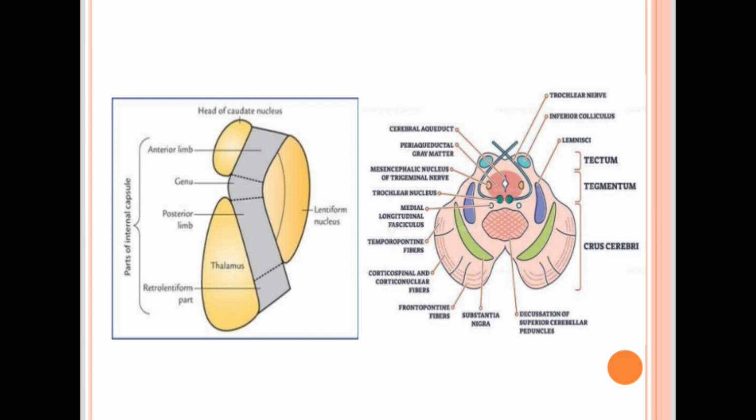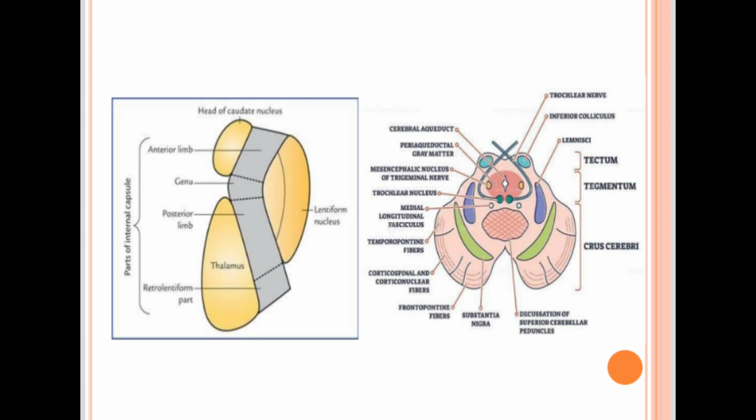That part is known as the tectum, while the middle part, the part that is present posterior to the substantia nigra, is referred to as the tegmentum. The area that is anterior to the substantia nigra is referred to as the crus cerebri. And we further divide the crus cerebri into three parts.